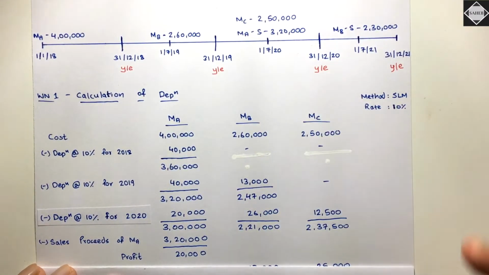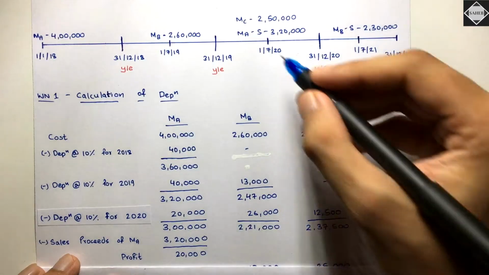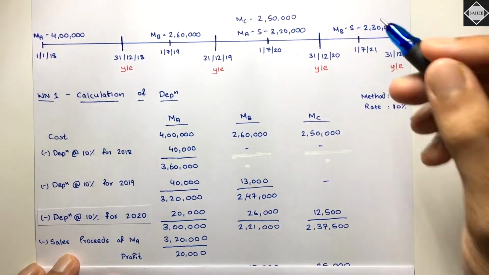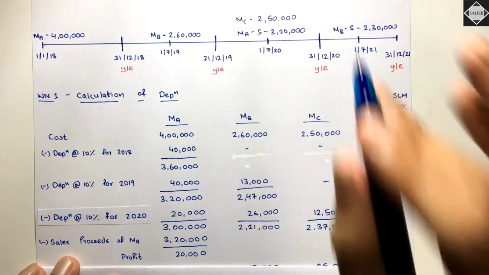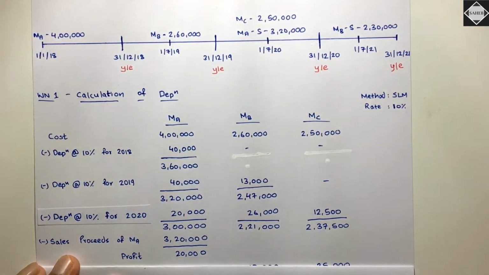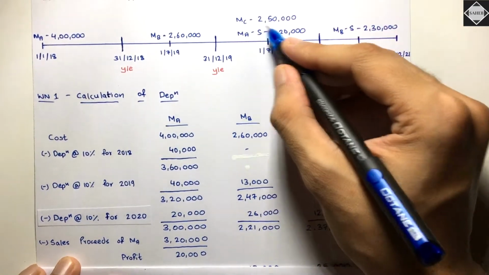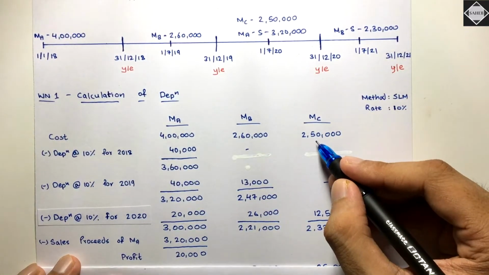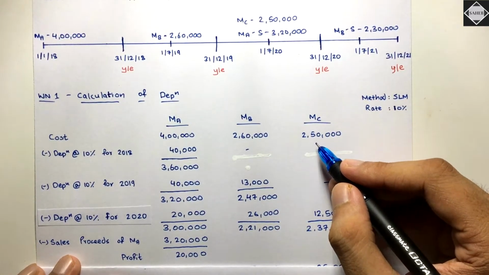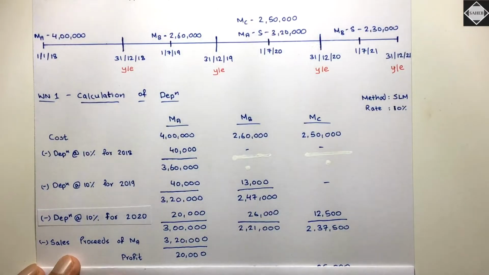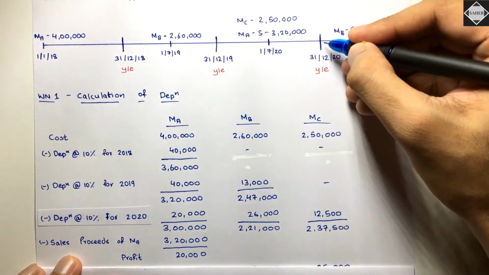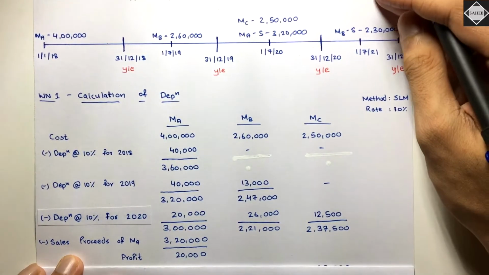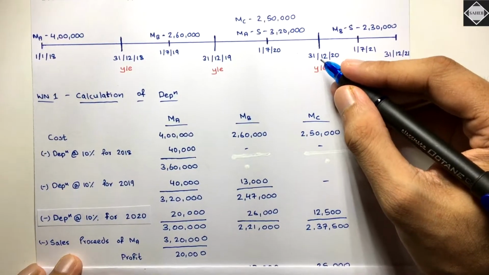Now let's just go to machine B. In machine B also we have to charge the depreciation, right? Here on 1st July we are completed with the sale procedure, the disposal procedure, and on the same date we have purchased another machine, now machine C. So machine C is purchased for 2,50,000. Then we have to go to the year end, that is 31st December 2020.